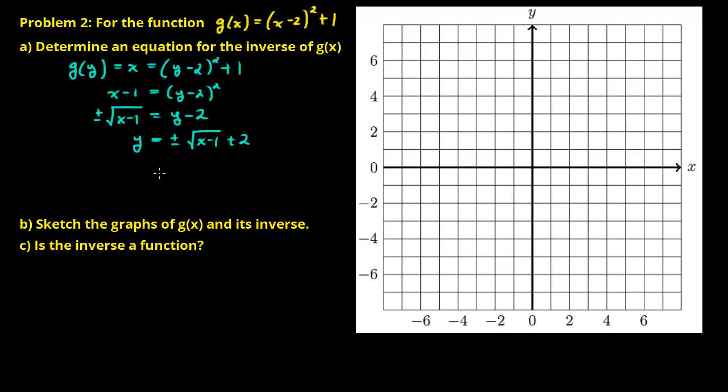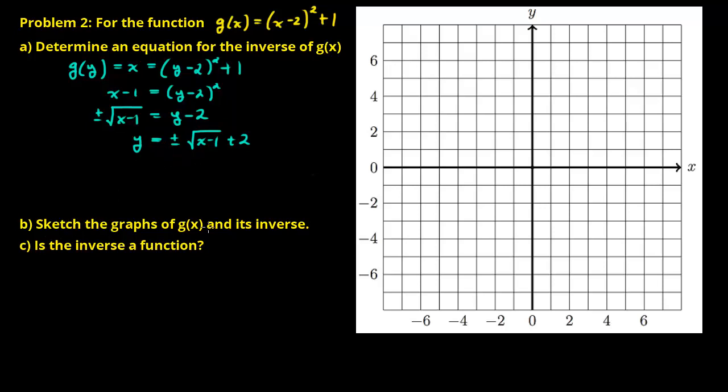Now, an important thing to realize is that I can't write that f inverse of x is equal to plus or minus the square root of x minus 1 plus 2, because this is notation that we use for functions, and since the inverse is not a function, I can't use this notation here. I wouldn't write f inverse of x, since that implies that the inverse is a function, and it's not. The inverse here is simply a relation.